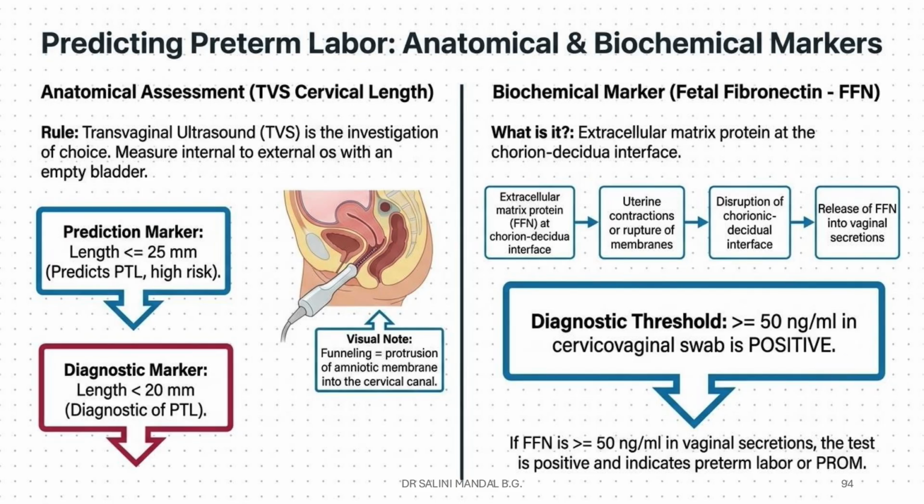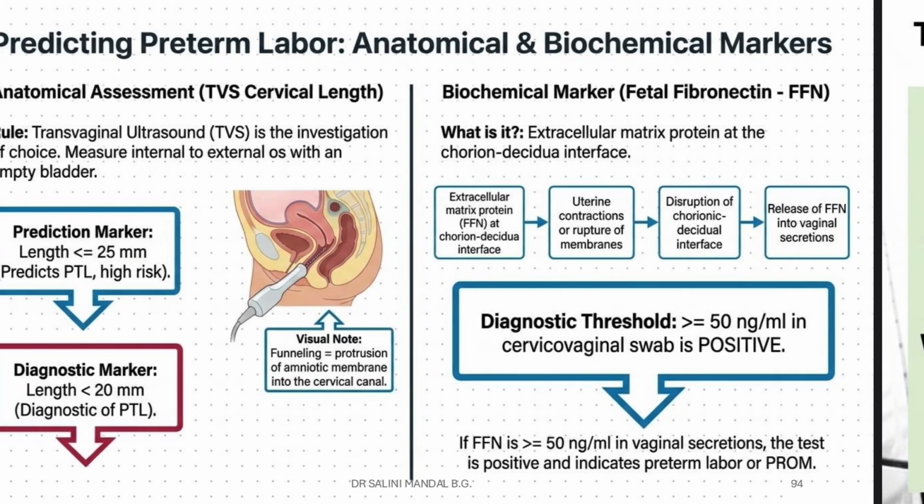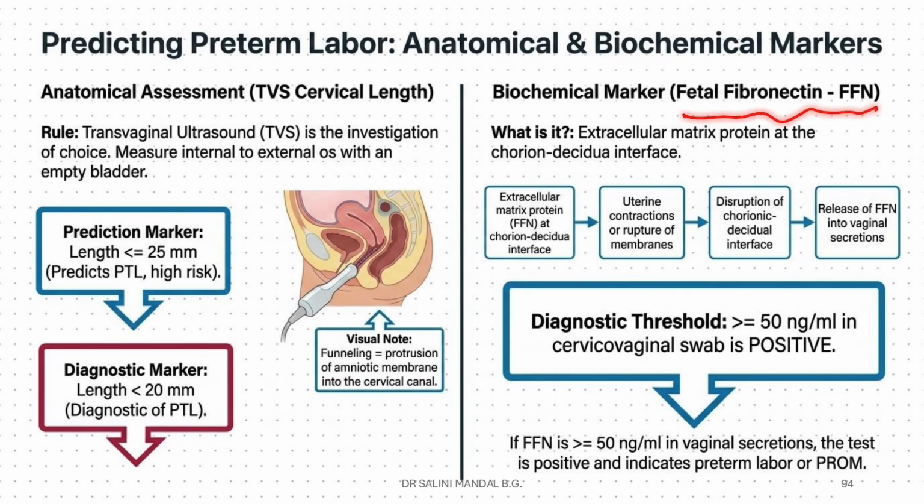What exactly happens is the extracellular matrix protein at the chorionic-decidual interface, when the contraction or rupture happens, gets disrupted and gets into the vaginal secretion. And that is how we get to know that this particular lady is going to go into preterm labor. So fetal fibronectin protein, remember, and cervical length, please remember that.